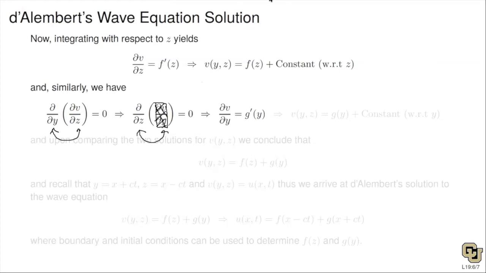So I'm going to now assume partial v partial y is a function of y. And for notational convenience, I'm going to call it g prime of y. And now to solve for v, I'm going to integrate both sides dy with respect to y. Integrate both sides dy.